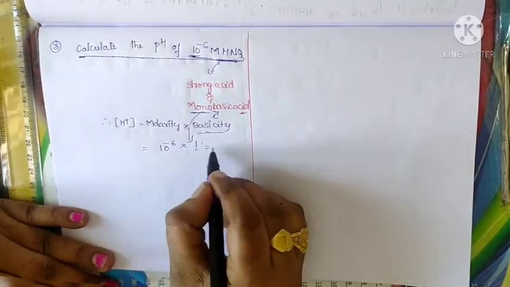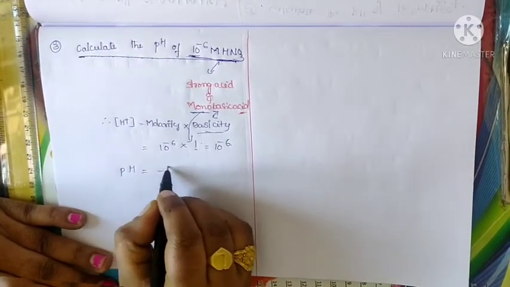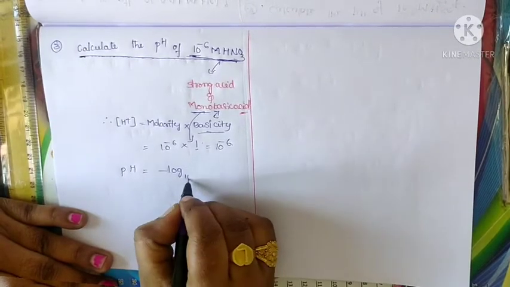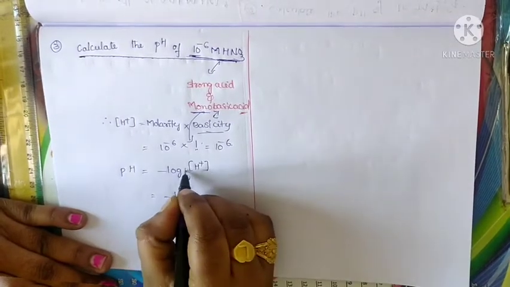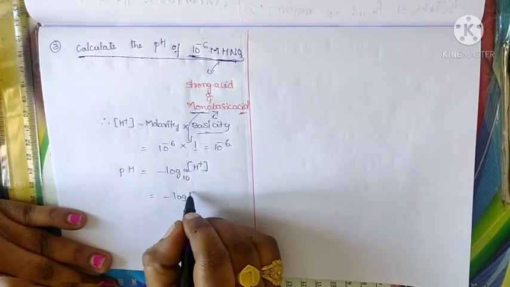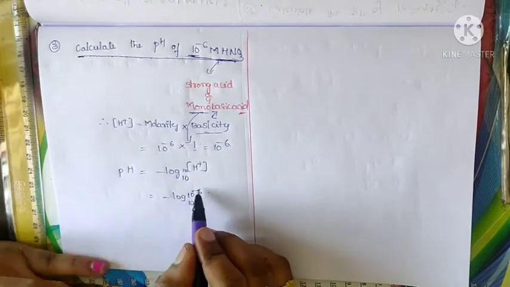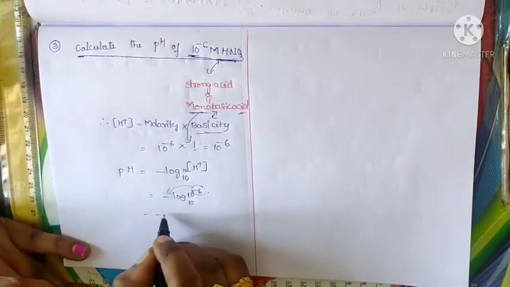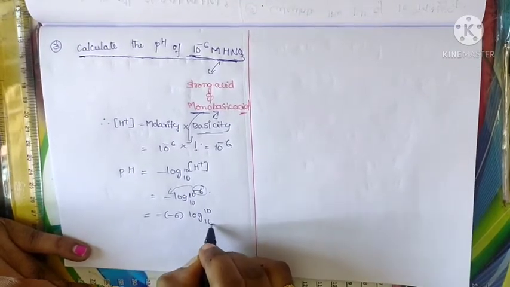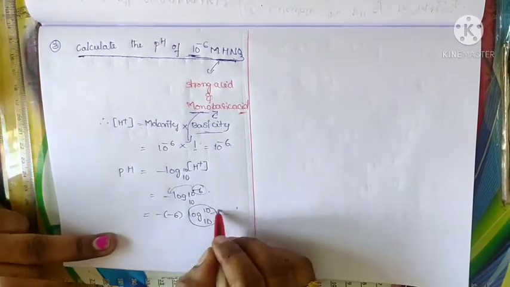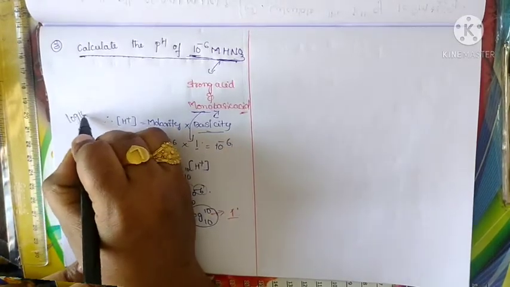And in this problem, the molarity is equal to 10 power minus 6. So we write 10 power minus 6, and pH equals minus log of the concentration of H plus. The concentration of H plus is 10 power minus 6. The minus 6 comes to the front side, so minus of minus 6 log 10. Log 10 value is 1. So minus of minus 6 becomes plus 6.